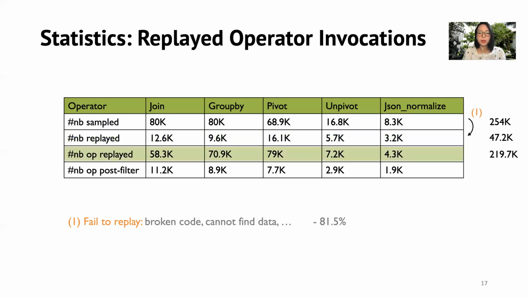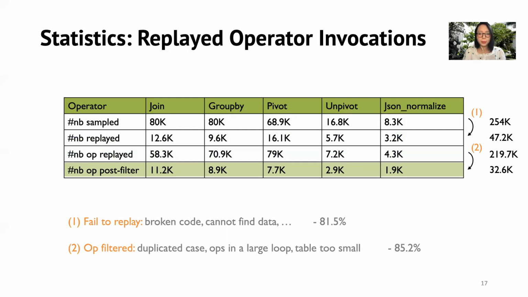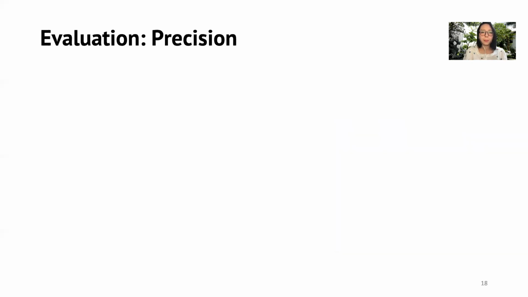Next line shows the number of operators invocation successfully replayed. And the ones remain after we filter out uninformative invocations like repeated calls. Despite aggressive filtering, we are still left with 32.6 thousand cases for operators and 65 operator sequences.